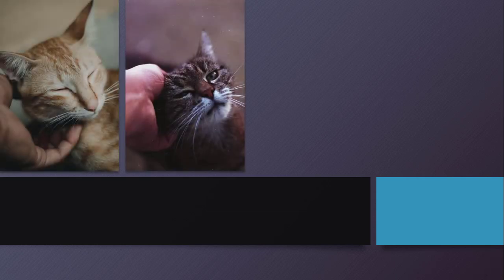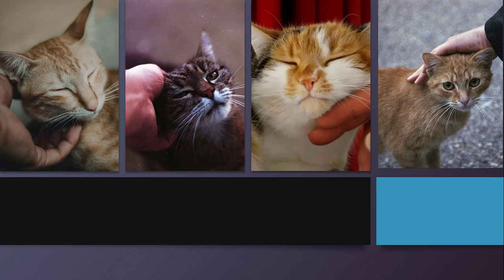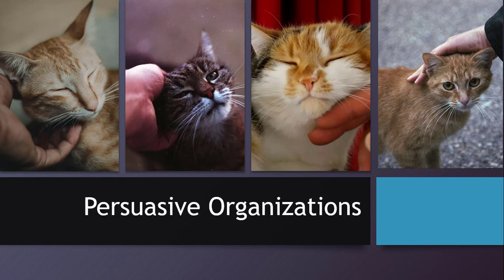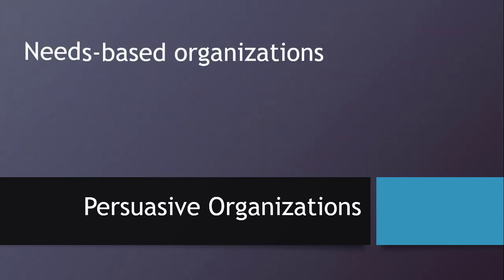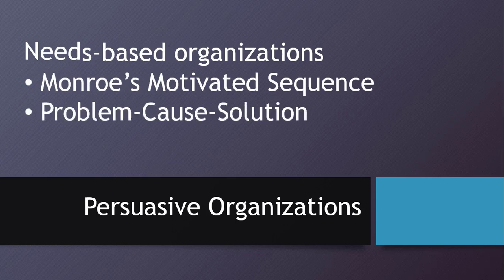To paraphrase an old cliche, there's more than one way to pet a cat. The original cliche is a bit gruesome. This means that there are many ways to achieve a goal, and that applies to persuasive organizations as well. The most popular persuasive organizations tend to be needs-based organizations like Monroe's Motivated Sequence and versions of Problem Cause Solution.